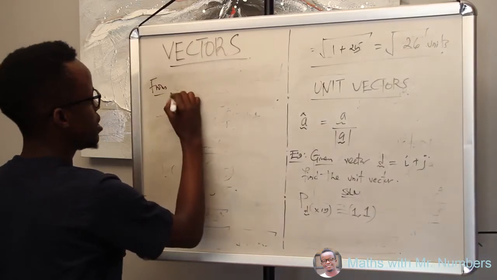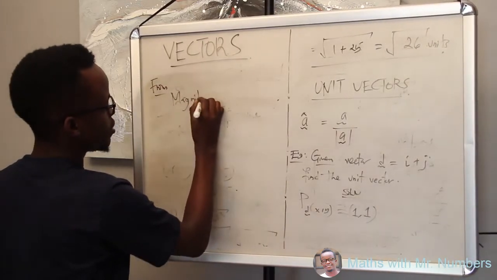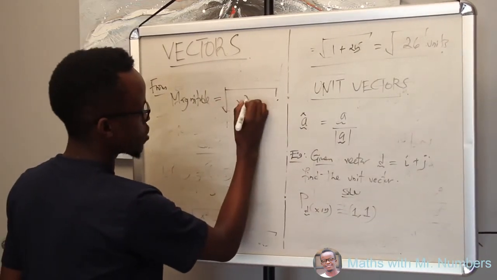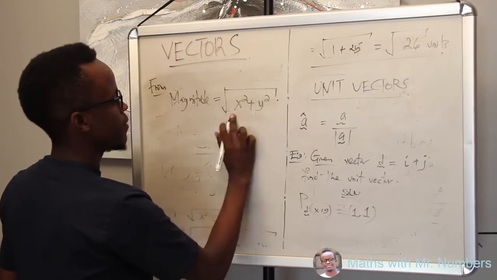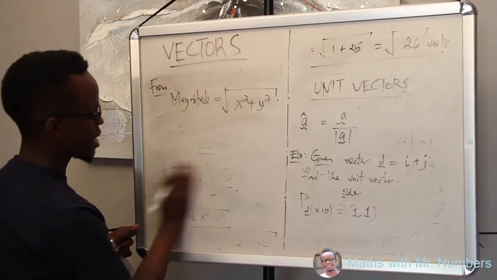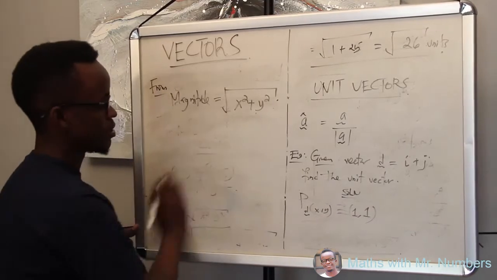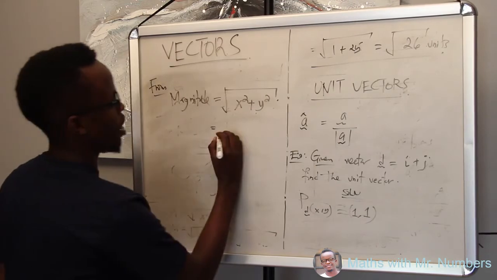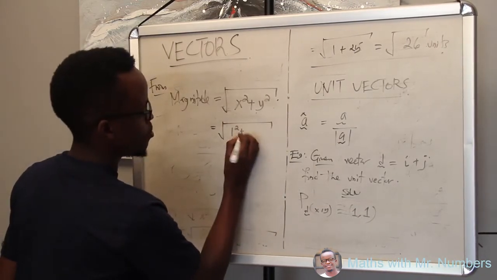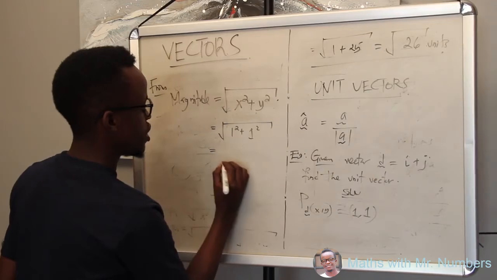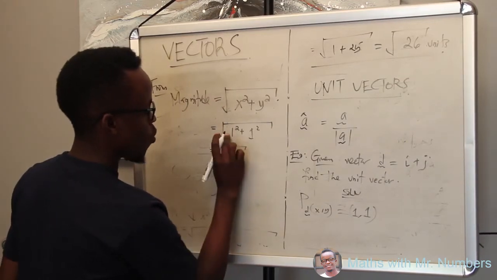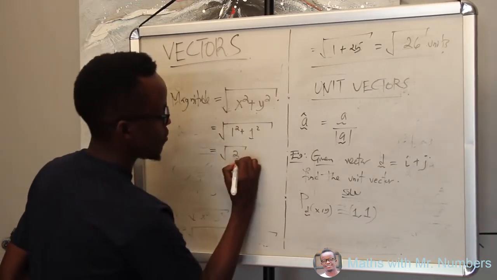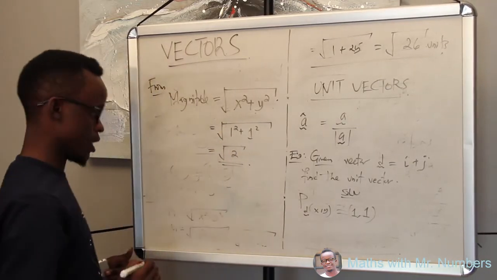Thereafter, the magnitude equals the square root of x squared plus y squared. Having the value of x and y as 1, our magnitude is the square root of 1 squared plus 1 squared. 1 squared is 1 and 1 squared is 1, therefore 1 plus 1 is 2, so the answer is the square root of 2.